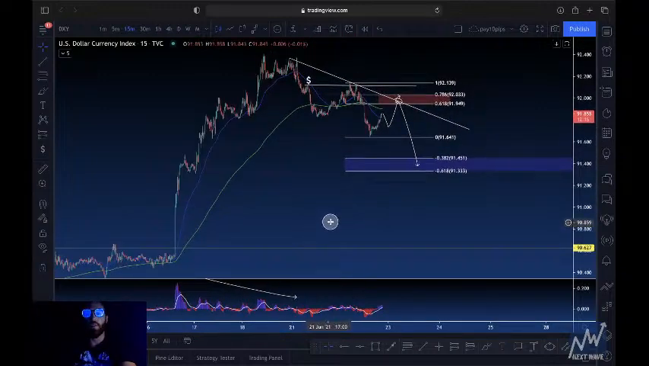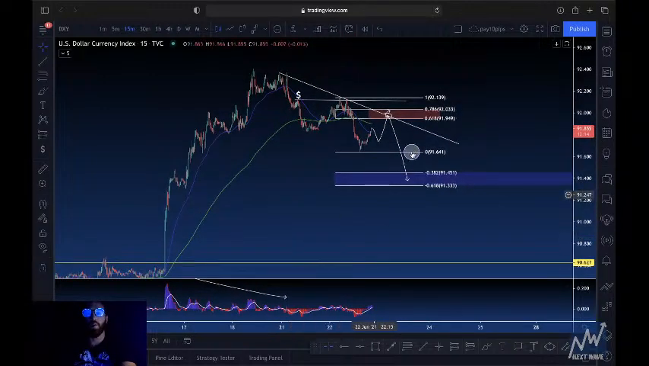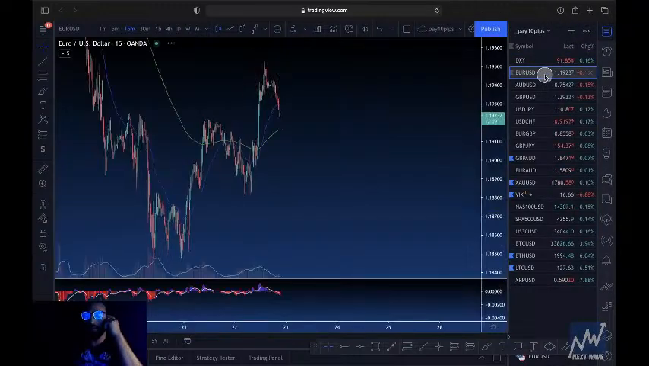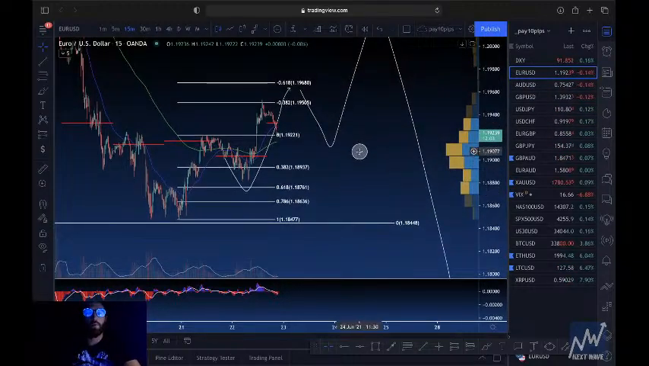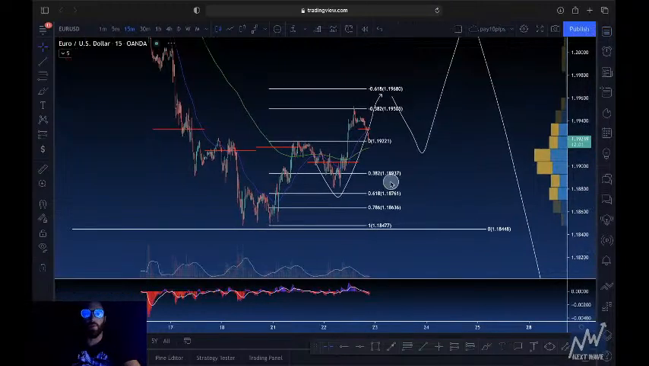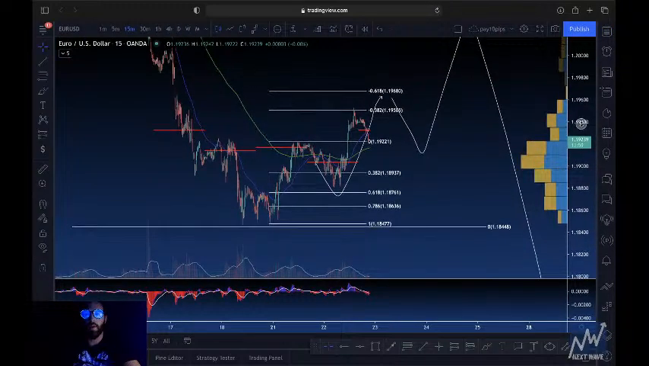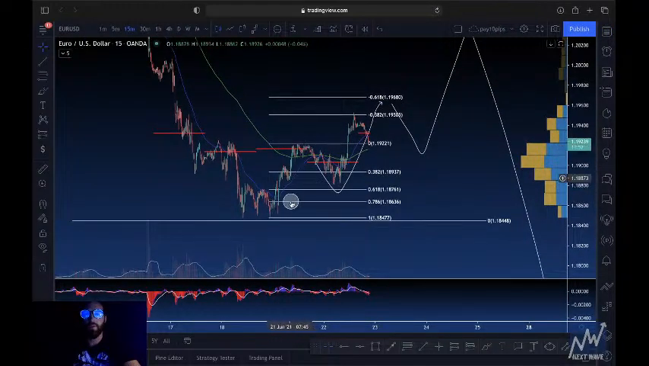So a little bit, I'm still bearish on the dollar short term. Just turn this down a hair. Okay. So EU is more or less playing out how I expected it to.